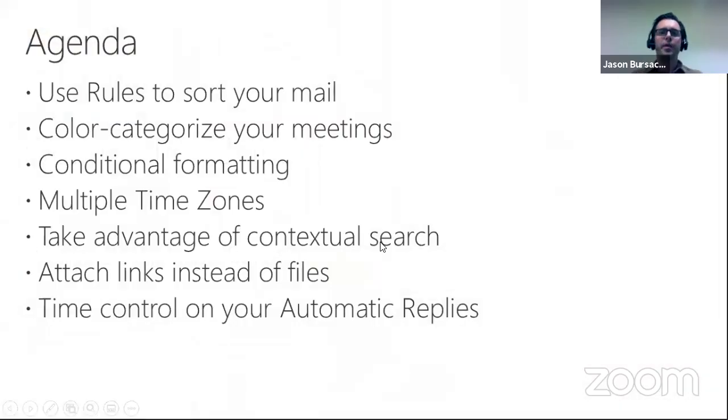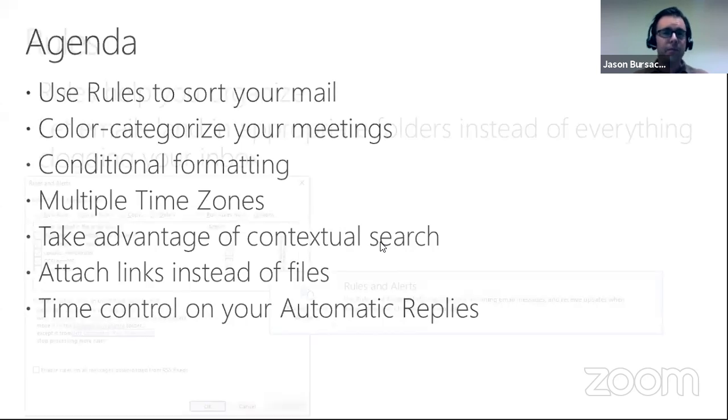And the tips we're going to go over here, we're going to talk about using rules to sort your mail, color categorizing your meetings. I'll show you how to set up conditional formatting on that color categorization, using multiple time zones in Outlook, taking advantage of the contextual search features, attaching links instead of files, and using time control on your automatic replies. And as I understand it, we'll have plenty of time for question and answer as well.